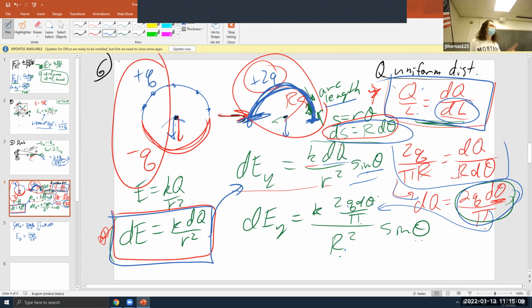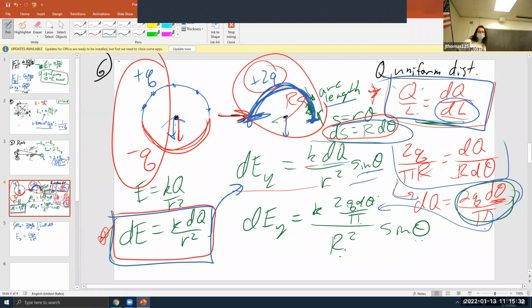Cool. Yeah. How do you know that you need to integrate to solve this? Is it just because there's a continuous charge in the arc length? Yeah. So it's two things. First of all, the charge is continuous, like you said. It's distributed throughout space. But also each little piece will contribute a different amount.